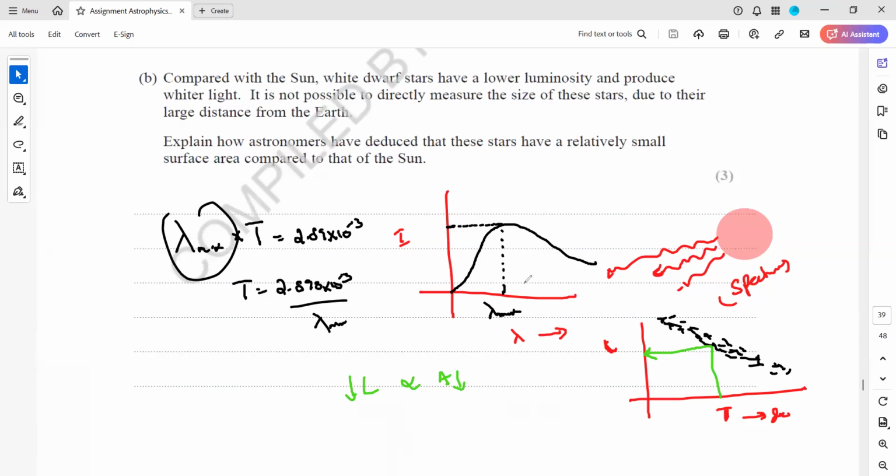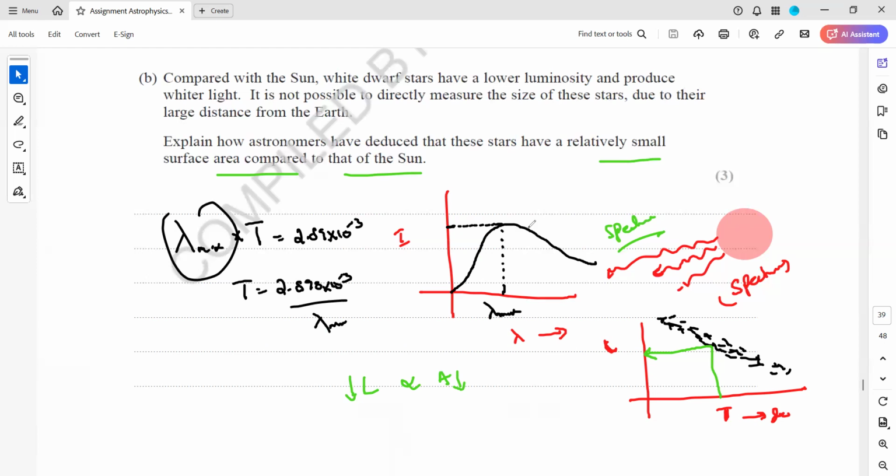So to explain how astronomers can deduce that these stars have a relatively smaller surface area compared to that of the Sun: first we observe the spectrum from these stars, and from this spectrum we determine the maximum wavelength, the peak. Remember, maximum wavelength does not mean the highest wavelength. It means the wavelength for which intensity is maximum, where most of the radiation is. That is the meaning of lambda max. It is the wavelength at which the maximum amount of radiation is coming out.